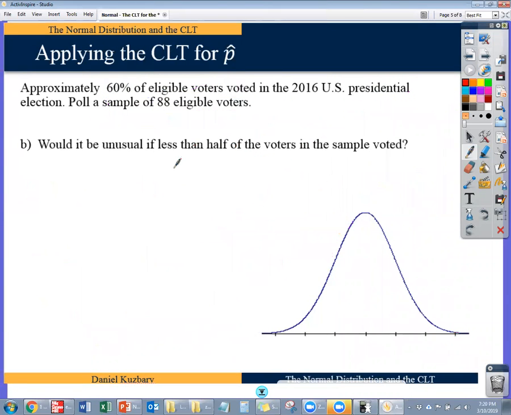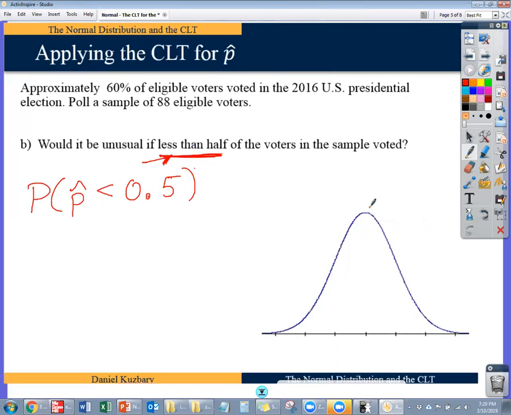Okay, here's a new question. Same situation. Would it be unusual if less than half of the voters in the sample voted? Okay, so I want to find the probability that less than half of the voters voted. In other words, the probability that my sample proportion is less than 1/2. Okay, so this is it. And the question really is, is it unusual, yes or no?